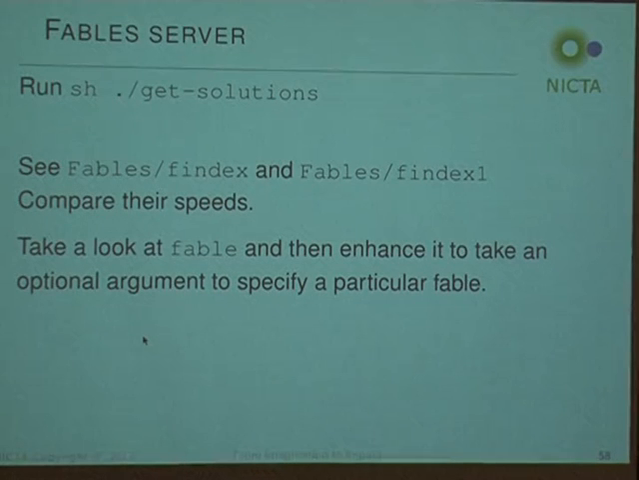When you've done that and had a look at it, take a look at the fable command. Try it out, see that it works. You will need to build the index first, of course. And then what I want you to do is to think about how you could change fable so that instead of just giving you a random fable every single time, you could select your favourite fable. I want fable number 33 this time.